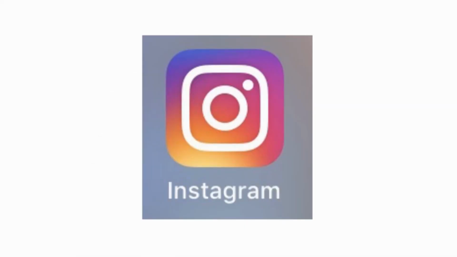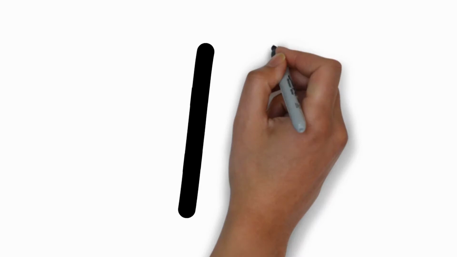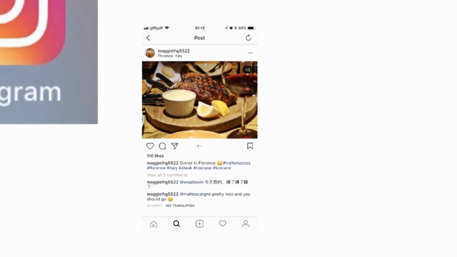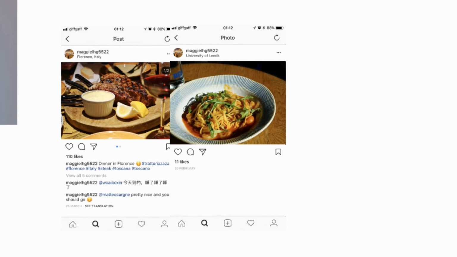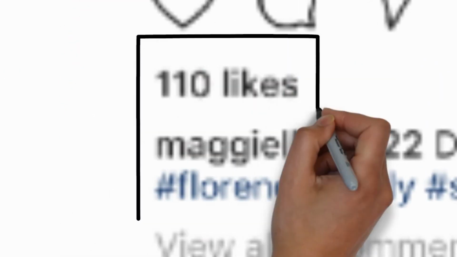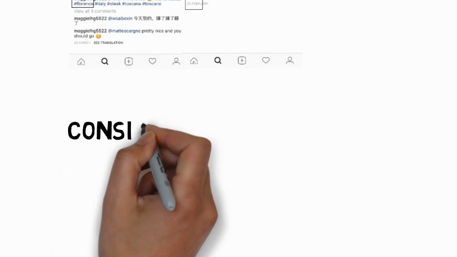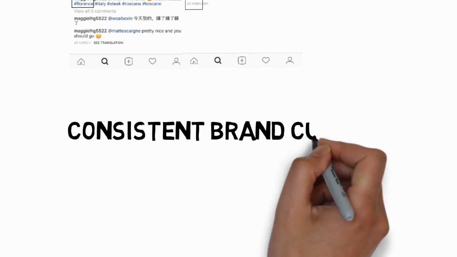The last platform is Instagram. Companies should pay attention to hashtags and utilize the hashtag to increase exposure. Comparing these 2 images, although they are related to food, the likes of the image having a hashtag are more than those of the image without a hashtag. Secondly, companies should share a consistent brand culture.